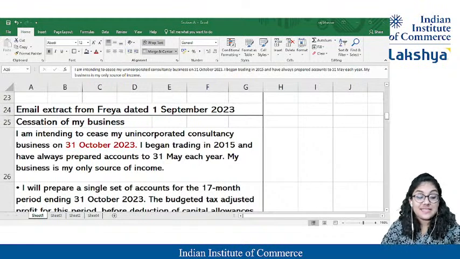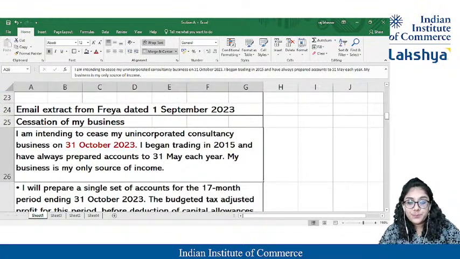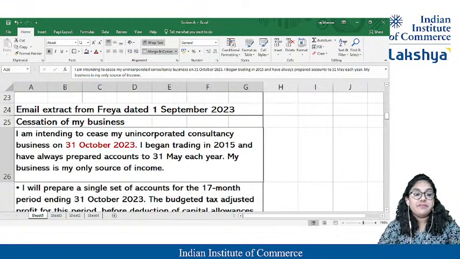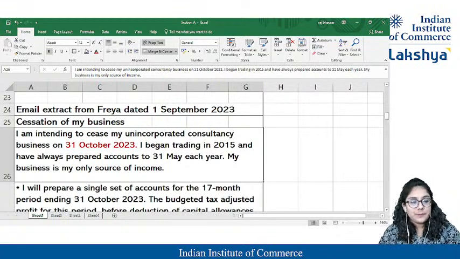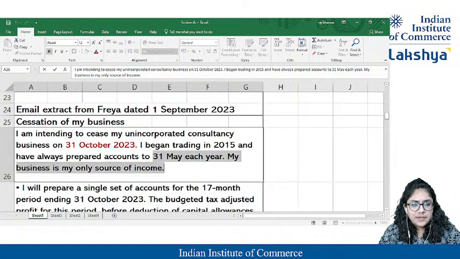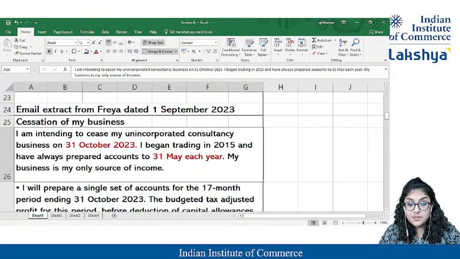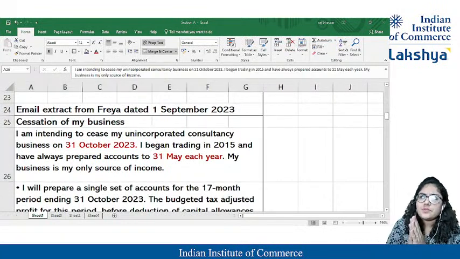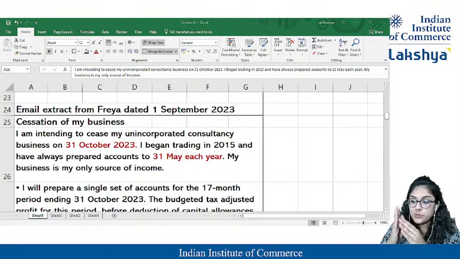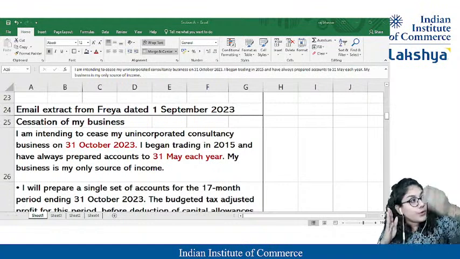Yeah, students, there is a game of dates. Just need to know: I began trading in 2015. Way back she started trading and has always prepared the year accounts on 31st May. Every 31st May. It's not even April, it's 31st of May. And she wants to unincorporate the business on 31st October.